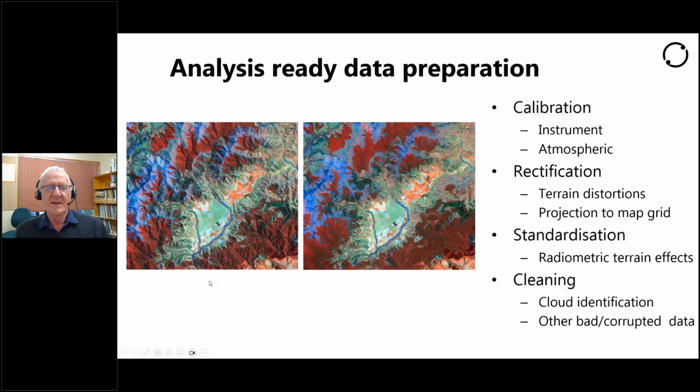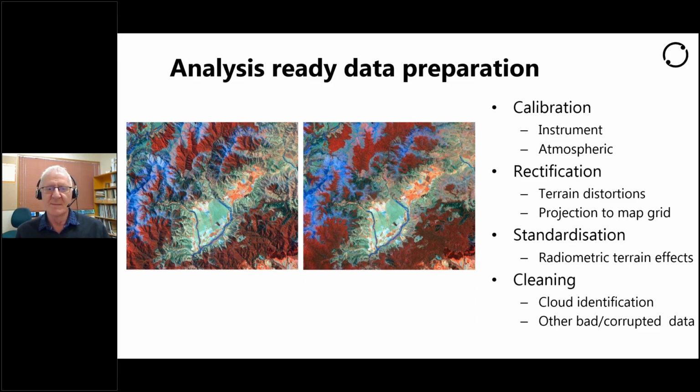So now I want to look at what we need to do to make our data, once we've captured it from an instrument, analysis ready. And this really comes down to pre-processing steps to allow images taken at different times or even from different instruments to be directly compared. So we're doing things like, first of all, the calibration for the instrument. There's often an atmospheric calibration that needs to be done because the atmosphere may change over time, have different amounts of moisture or aerosols in the atmosphere. So there are corrections that need to be made there.